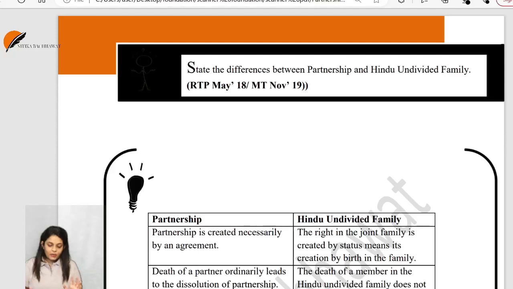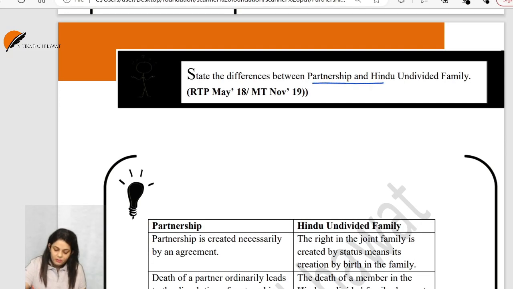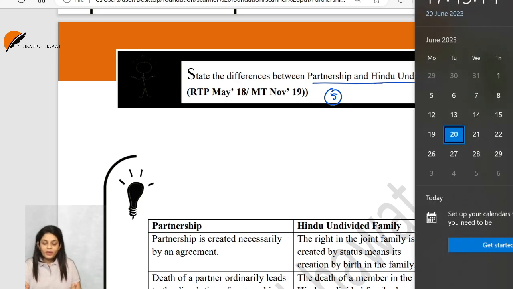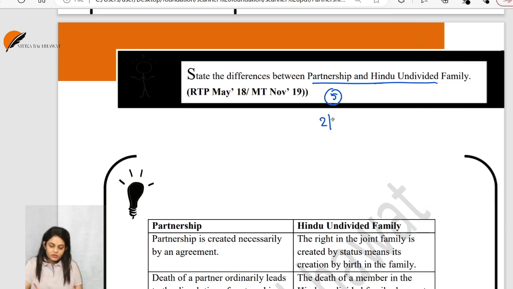So, starting with the first one: what is the difference between partnership and HUF? Many of you ask me how many points am I supposed to write? Let's say if the question is for 5 marks, you can write 6 to 7 points. Similarly, if the question is for 2 or 3 marks, you can write at least 4 to 5 points.